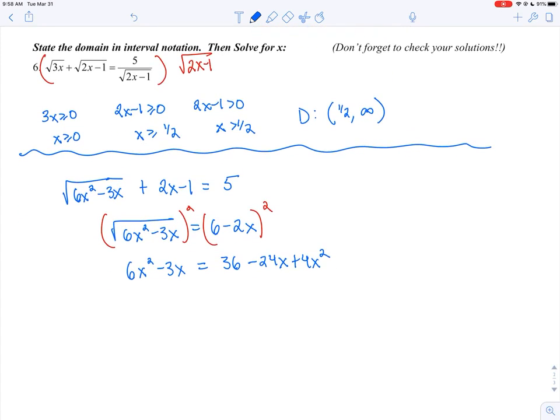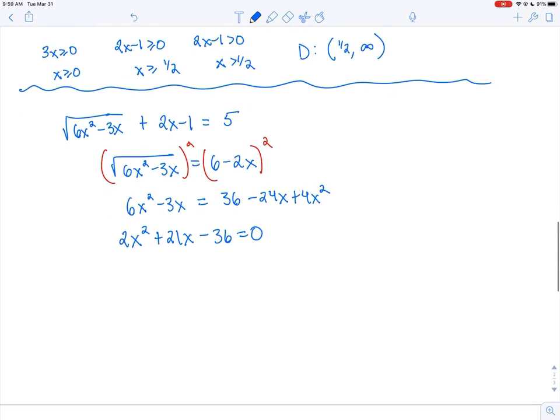At this point, we've got no radicals. We just want to bring everything to the same side of the equation and factor this. So if we bring everything to our left side, we're going to have 2x squared plus 21x minus 36 equals 0. At this point, if you're good at guess and check, we can do that. If you are not good at guess and check, you would want to split the middle term. If we know that we need to get back to a 2x squared, we need a 2x and an x there, right?